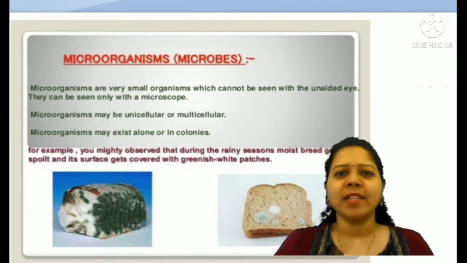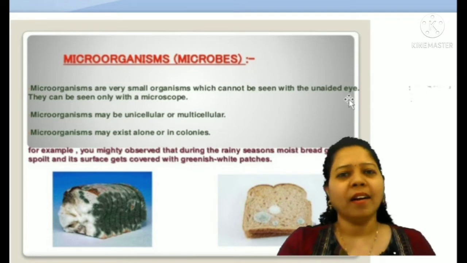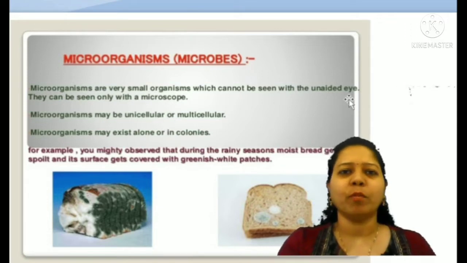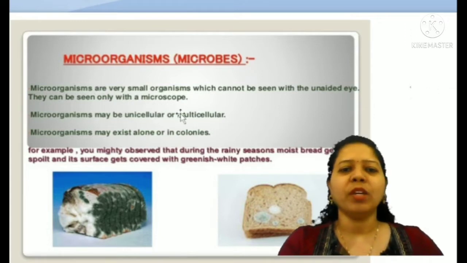Microorganisms are also known as microbes. Microorganisms are very small organisms which cannot be seen with the unaided eye. Unaided means without an instrument; we cannot see microorganisms with naked eyes. They can be seen only with a microscope.